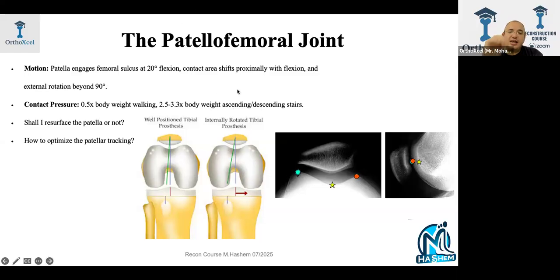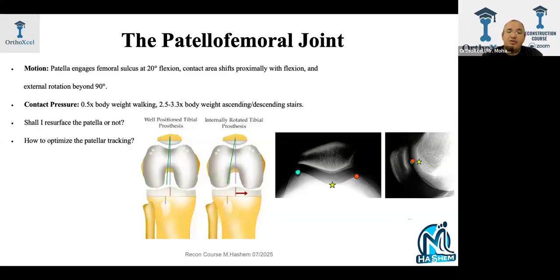If we come to the movement of the patellofemoral joint, you need to understand that the patella slides inside the trochlea. It gets engaged with the femoral sulcus at 20-degree flexion, and then after it does that, the center of rotation, or the contact area between the patella and the trochlea, moves proximally with flexion and externally rotating. As we agreed, the Q angle is in valgus, trying to externally rotate. That's why once the patella engages inside the trochlea at 20 degrees flexion, it starts to move, but the contact point starts to move proximally and laterally, or externally rotated.